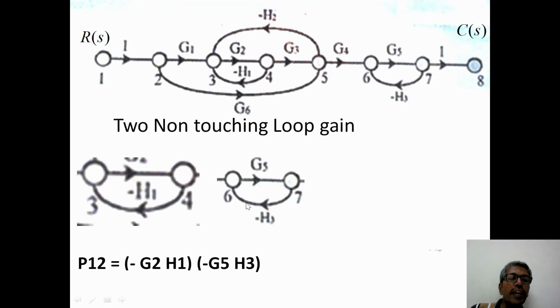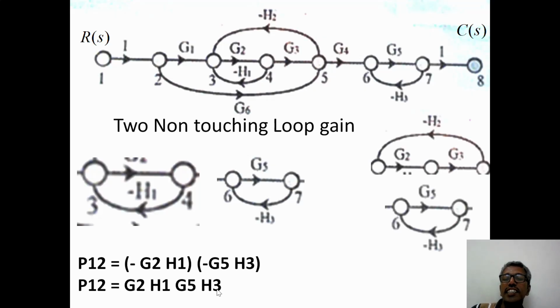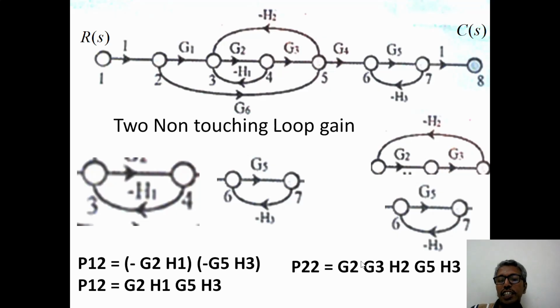You have to combine the two loops. So P12 is minus G2 H1 times minus G5 H3. Minus and minus become plus, so it becomes G2 H1 G5 H3. The second non-touching pair will be the second loop and third loop. It becomes P22 equal to G2 G3 H2 G5 H3.